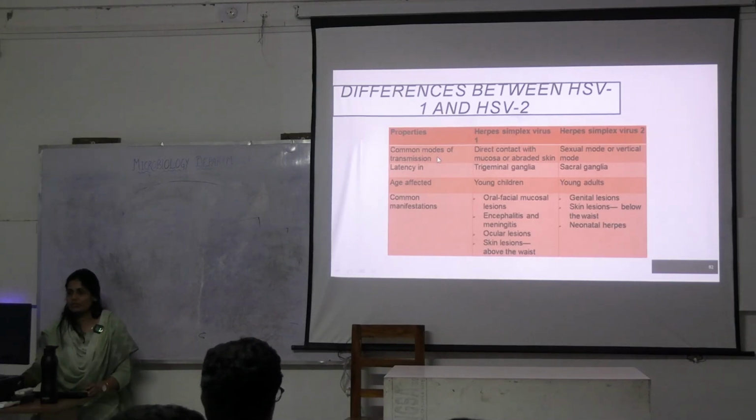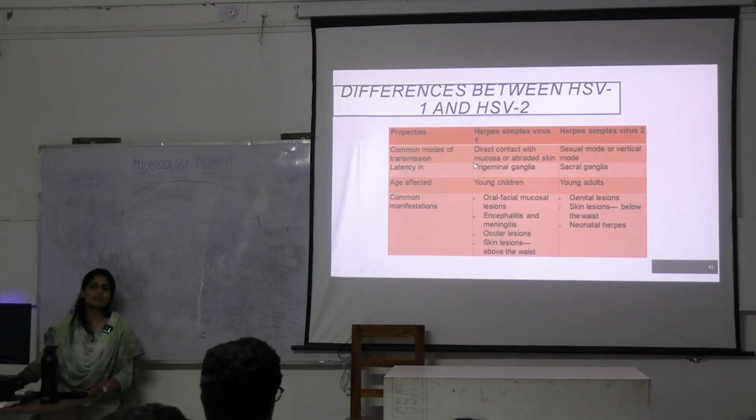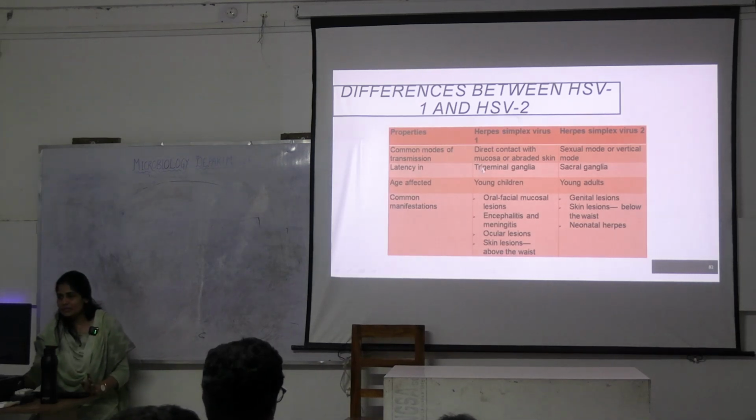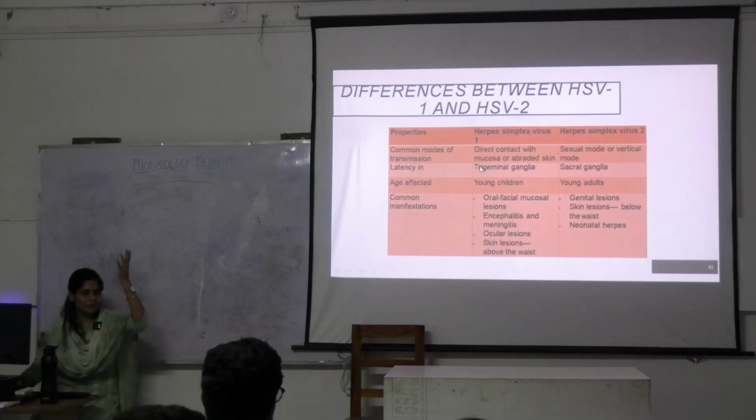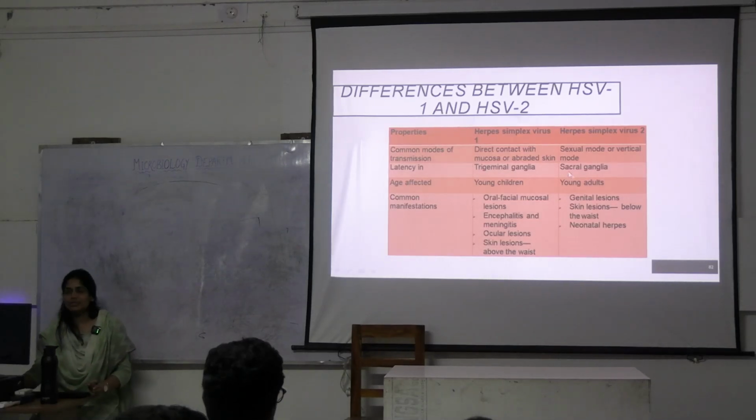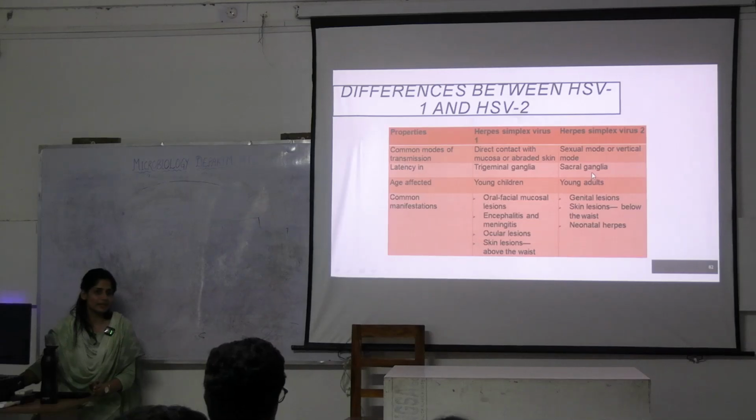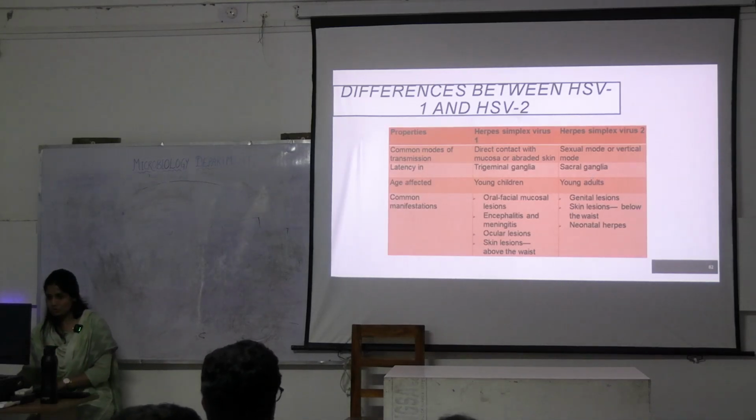Where are they latent? We were told that they are latent in neurons. Now this herpes virus, which is above the waist, will be latent in the trigeminal ganglia. And this one, below the waist, will be in the sacral ganglia. Understood this much? This is about HSV 1 and 2.